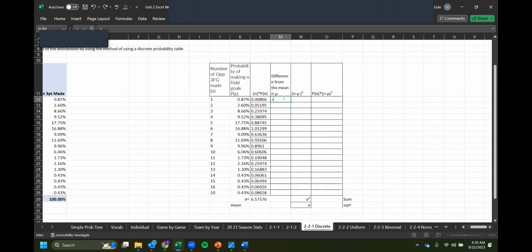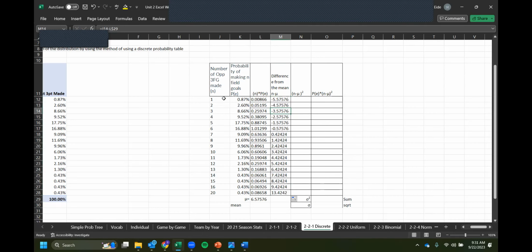The next thing that we're going to do is we're going to do equals, okay, it says n minus mu. So we've got n right here minus mu. And this right here is mu, it's the population mean. When we are dealing with probability, we're always dealing with the population. So we've got n minus the population mean, and I'm going to put a $ sign in front of there. Okay, and so that way the 6.57 doesn't move up and down, and so I'm going to just drag it down.